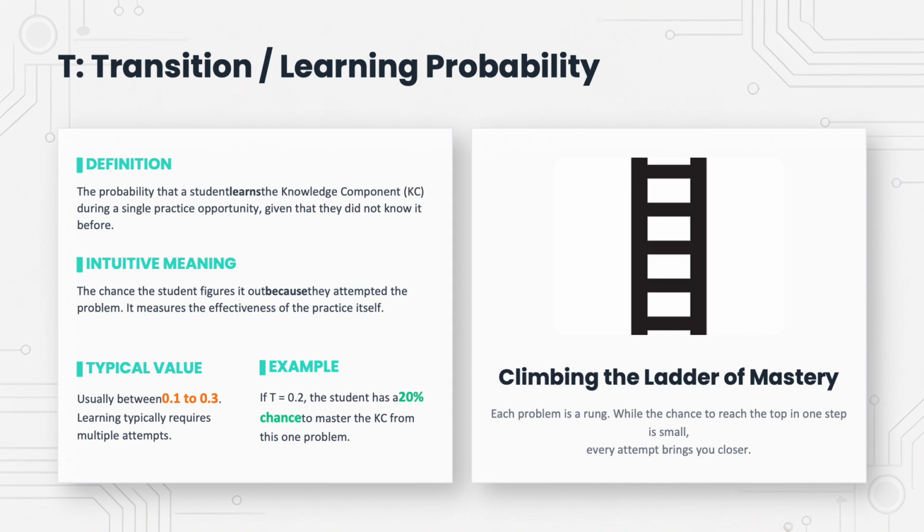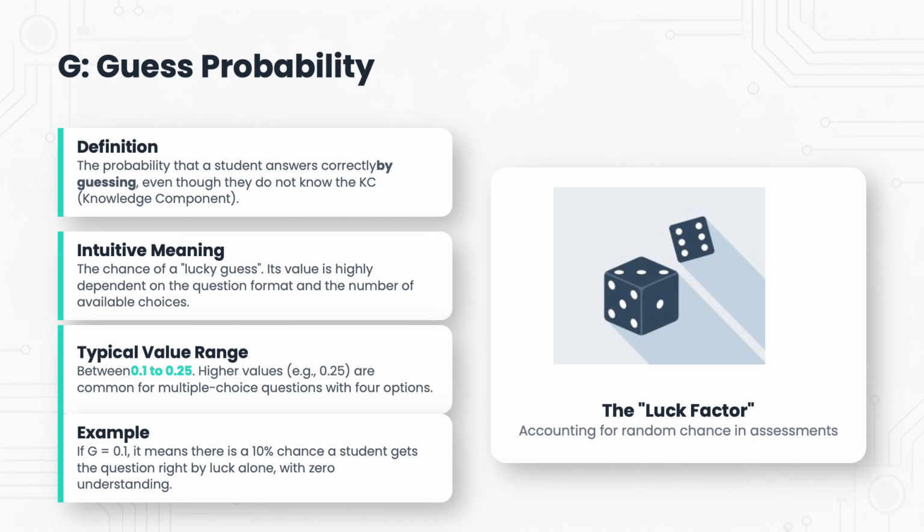Third is G, the guess probability. This accounts for the times a student gets the answer right for the wrong reason. They guessed correctly. The value depends a lot on the question format. A multiple-choice question with 4 options might have a G of 0.25, while a fill-in-the-blank might be closer to 0.1. A G value of 0.1 means there's a 10% chance the student will get the answer right, even if they're completely clueless.